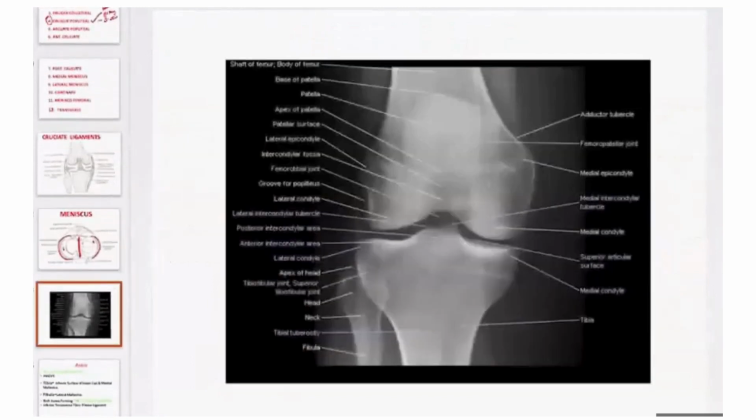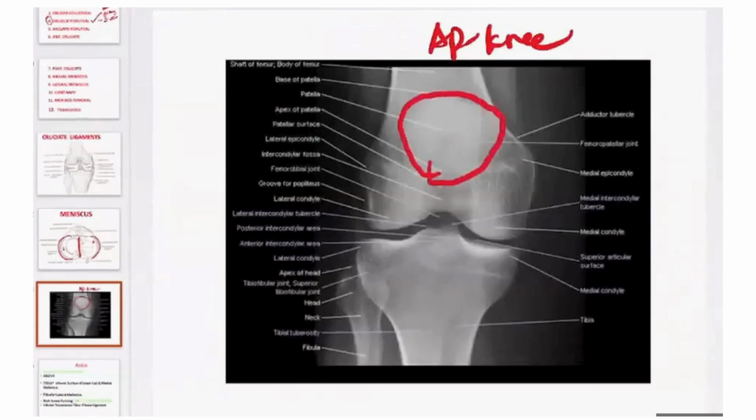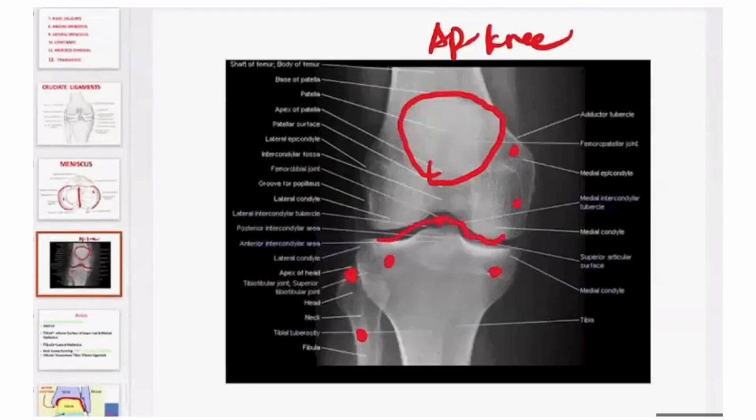It's a plain X-ray of the knee joint, AP view of knee. This is the tip. You get it. The superimposed structures are the patella, medial condyle, medial epicondyle, intercondylar area, head of fibula, neck of fibula, medial condyle, lateral condyle. This is the joint space. Is it a simple joint or a complex joint? Complex joint.